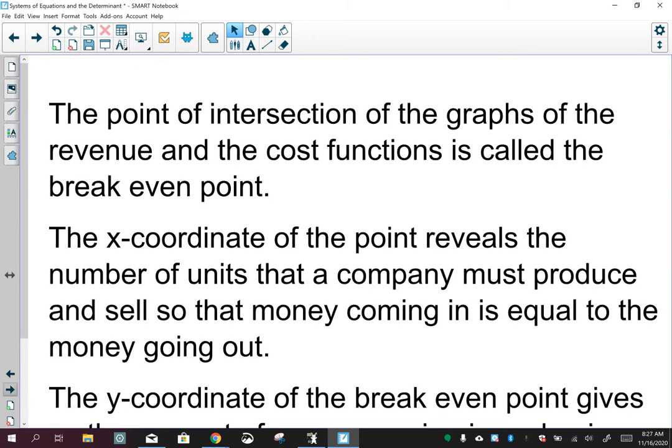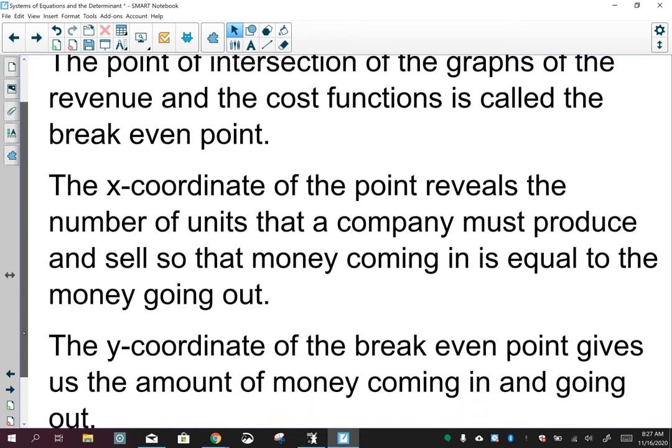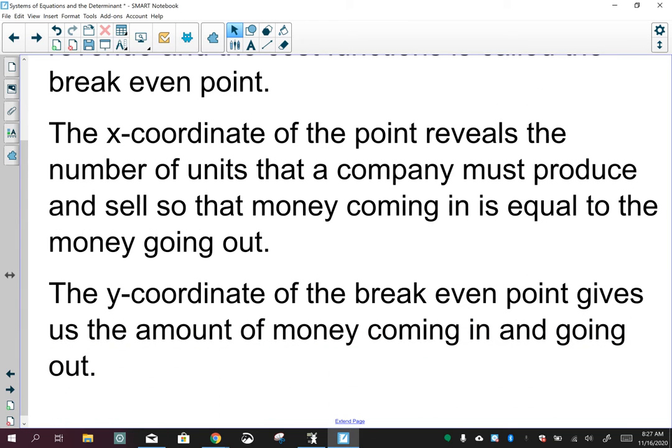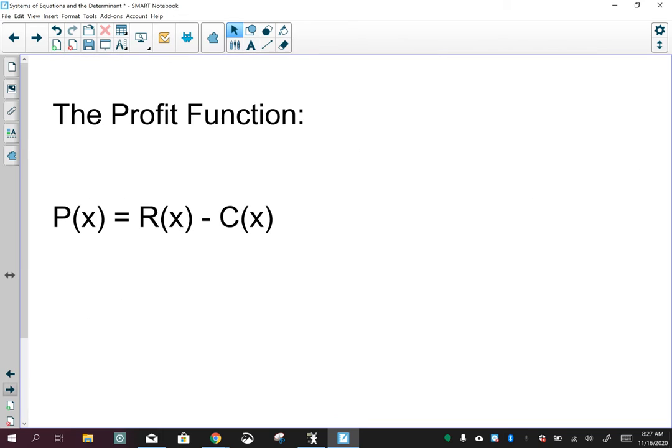So the X coordinate of that point reveals the number of units. So your X coordinate will be how many you have to sell. And the Y coordinate is the amount of money that you're going to have to make, or the money you're going to get back, one of the two. Okay. So that's what the break-even point is going to look like. If we're talking about finding a profit, you take your revenue and subtract your cost from that, and that's going to be your profit.